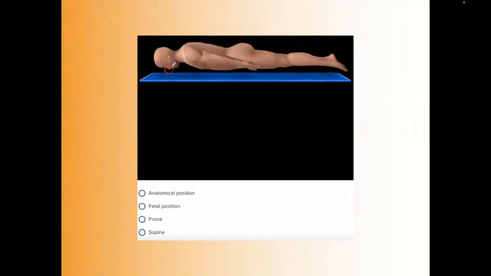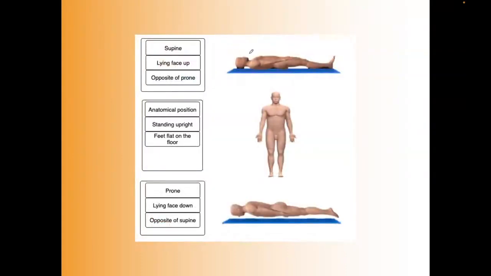When you're on your bone, lying face down, you are prone. When you're lying on your spine, you are supine. That is lying face up, and that is the opposite of prone. Prone means lying face down, and that's the opposite of supine. When you're in anatomical position, you're standing upright with feet flat on the floor, and your hands are facing anterior.